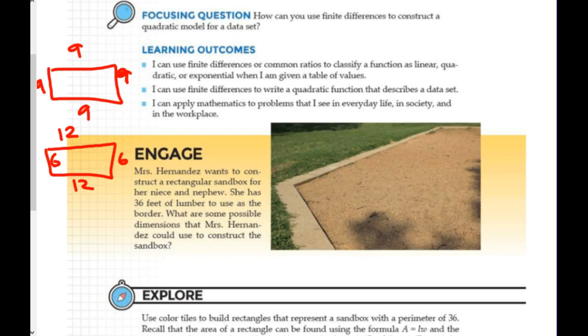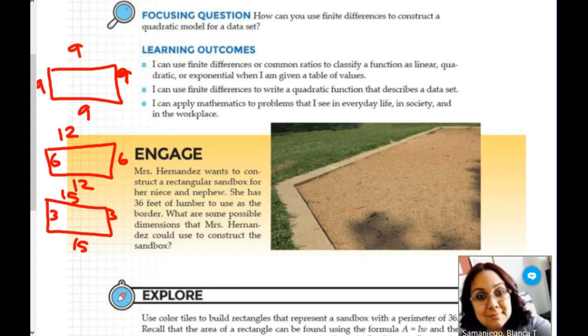Now, what could another one be? What do y'all think? 18 by what? No. 15 and 3? 15 and 3. So yeah, 36. Good. Now, here's the deal. There's an easy way to figure out all the possible options. All the way around has to be 36. So the two side lengths have to be half of that. What's half of 36? 18.